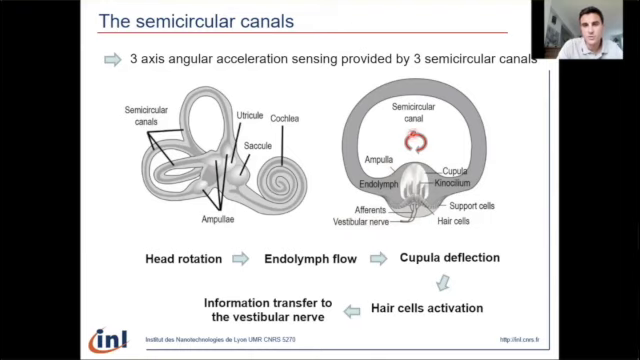Under rotation with respect to the symmetry axis of the canal, the displacement of the fluid, the endolymph, deflects the membrane, the cupula, and activates hair cells to transfer the information to the vestibular nerve. The semicircular canal system is especially responsible for the vestibulo-ocular reflex that helps to stabilize head and gaze motions, and it is essential for the perception and control of movement.